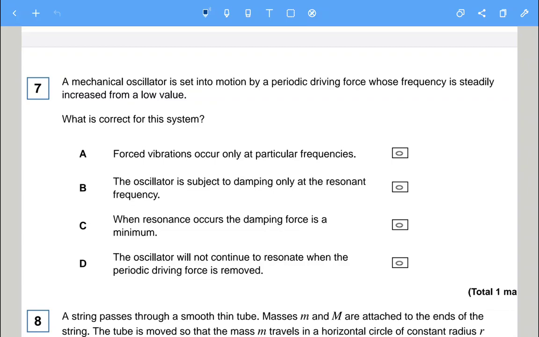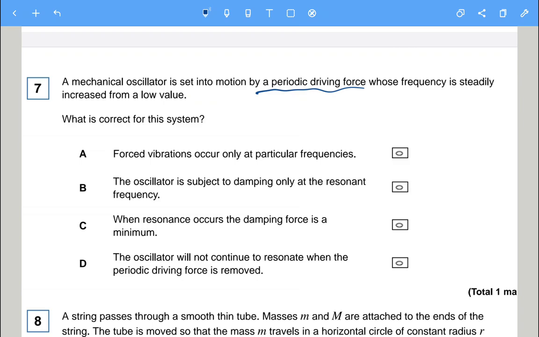So let's look at number 7, a bit of a wordy one. A mechanical oscillator is set into motion by a periodic driving force. The easiest thing to think about would be pushing a child on a swing. The periodic driving force is you pushing the swing at a definite time period, so every 2 seconds you attempt to push, whether the person is there or not. So what's correct for the system?